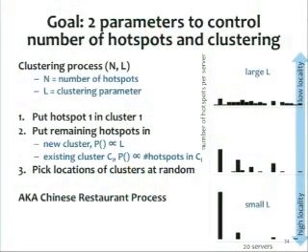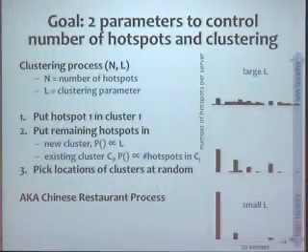So first, we wanted to pick which of all the objects in the system are hotspots. We wanted to have 2 parameters that control both the number of hotspots and the clustering of these hotspots. So we have this clustering process with 2 parameters, number of hotspots and L, which is the clustering parameter. And we perform the following. We start with the first hotspot and add it to the first cluster. And for all the remaining hotspots, we either put them in a new cluster with probability proportional to L, or in an existing cluster with probability proportional to the number of hotspots already in that cluster.